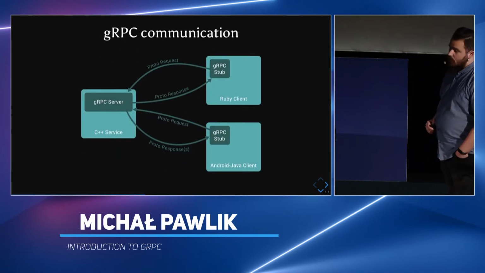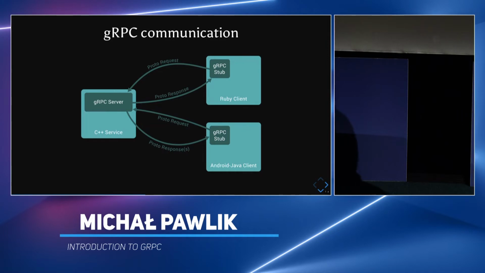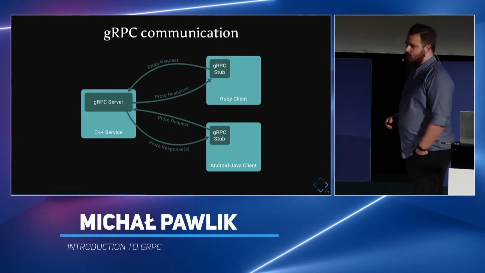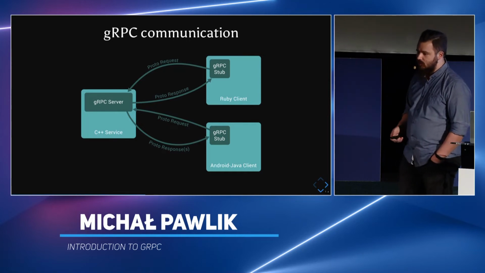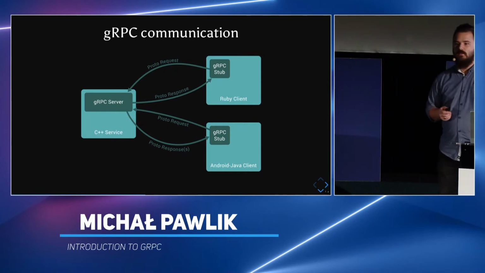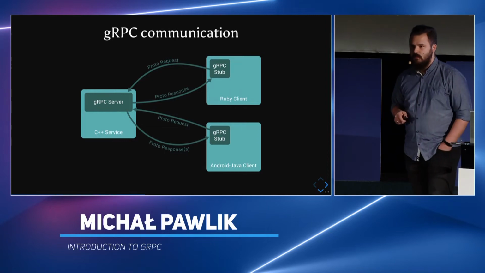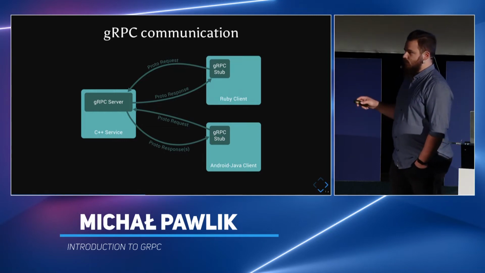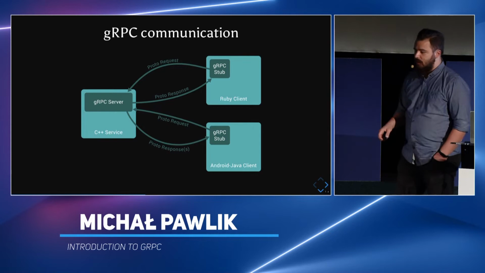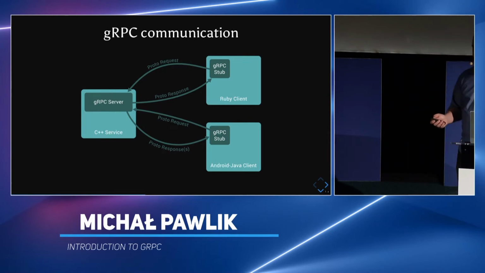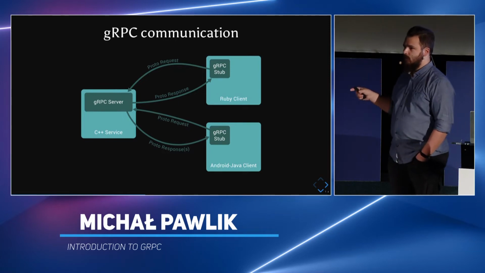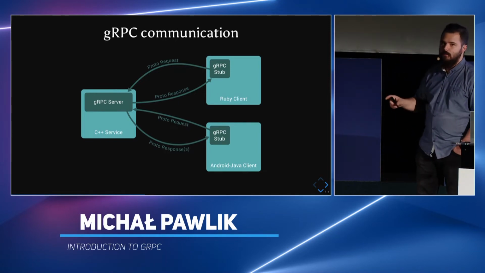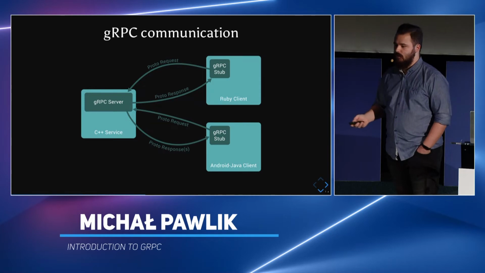And this is how gRPC communication looks. I don't want to dive too much into the details, but you can see the server on the left-hand side, which is written in C++. Then you have two clients on the right-hand side, a Ruby and an Android Java client. I only wanted to show you the nomenclature: on the left-hand side you have a server, on the right-hand side you have the clients, or so-called stubs. So further, if I mention a stub, roughly it means just a client.